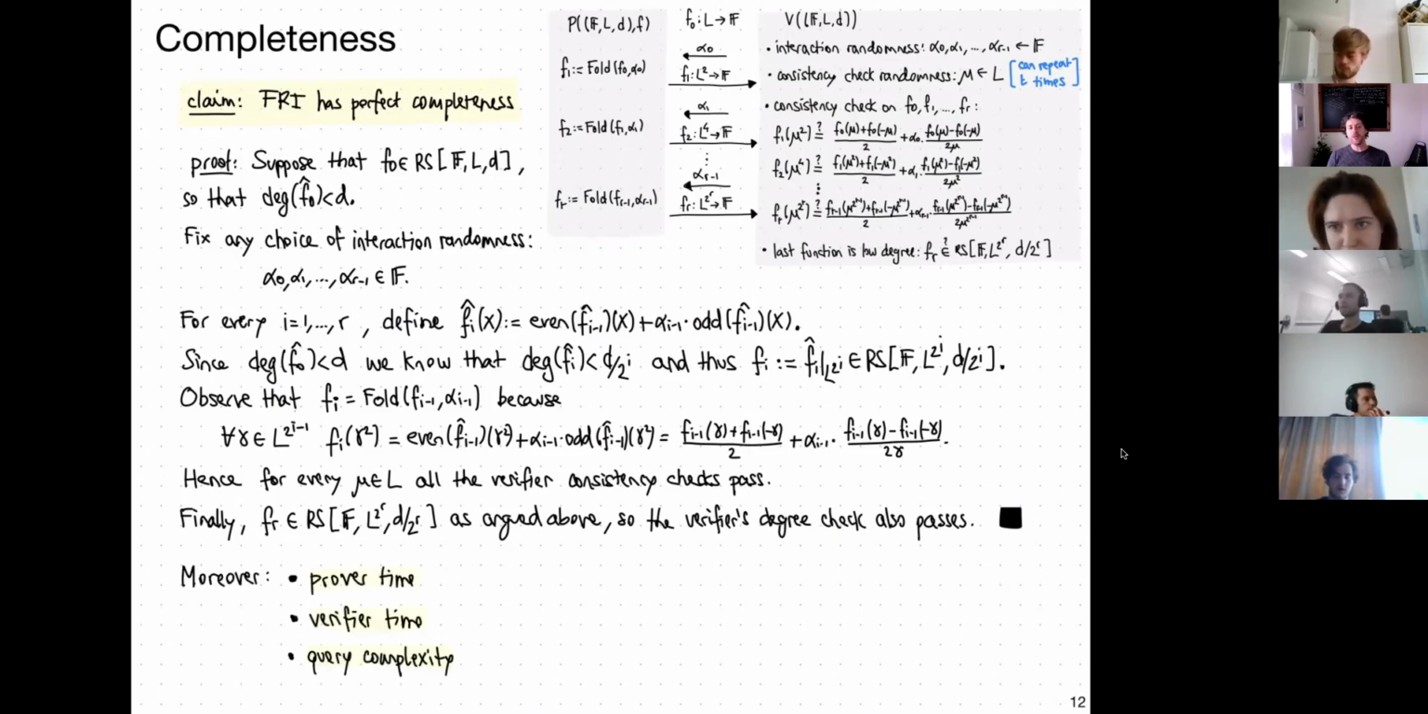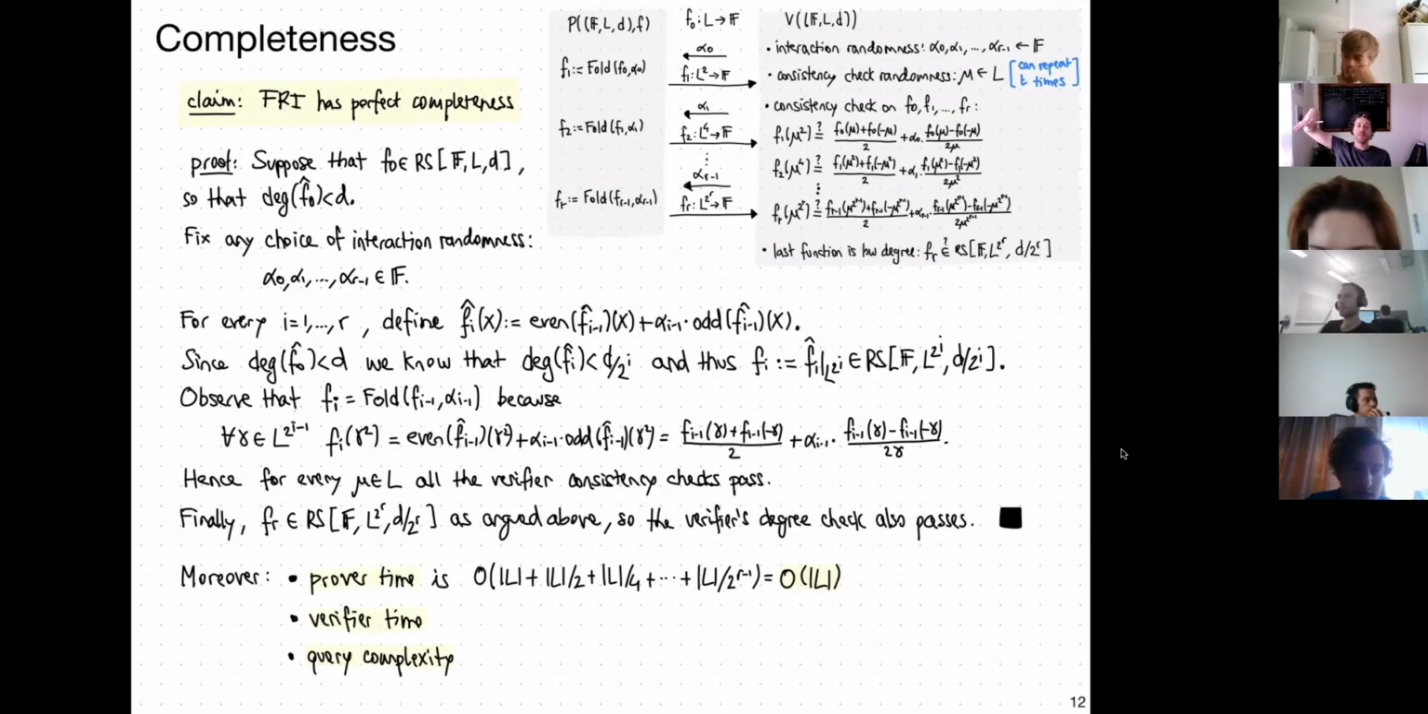But maybe the interesting thing to check here is, what is the complexity of the protocol? So the running time of the prover: it needs to generate this folding. So what is this folding? It's just taking one function plus another function and evaluating it.